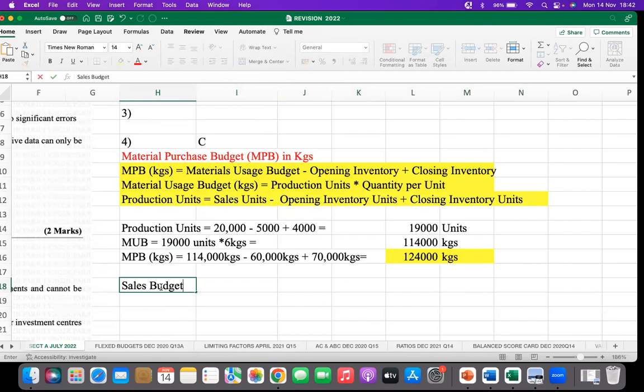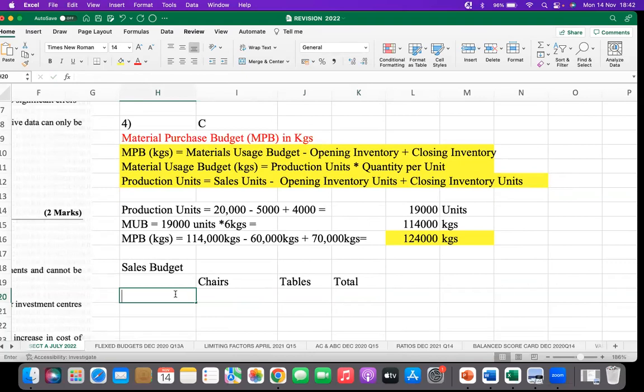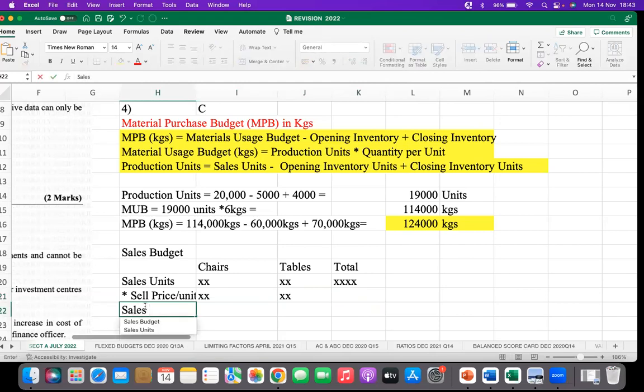But let me just explain and then I move on. So in a sales budget, suppose we are selling chairs and we are selling tables. And then you'll have the total of the chairs and the tables. You will identify your sales units of chairs, sales units of tables, and you add the two to give you the total sales units. And then you multiply sales units by selling price per unit. Of chairs, you find what is the selling price per unit of chairs? What is the selling price per unit of tables? But there, you don't put any figure under the total, you cannot add selling prices. So the answer you get here gives you the sales budget or sales value.